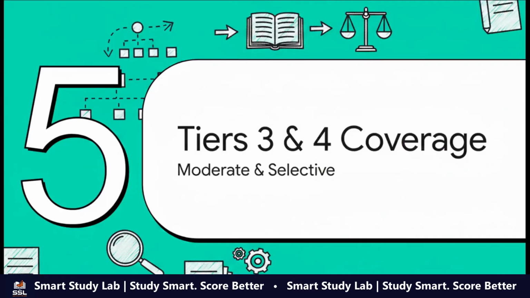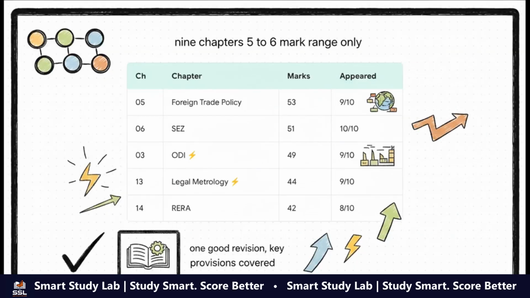Okay, let's move on to Tiers 3 and 4. Think of these as the chapters you tackle after you've completely mastered Tiers 1 and 2. The name of the game here is efficient coverage, not deep mastery. So Tier 3 has 9 chapters. A lot of these, like foreign trade policy and SEZ, they show up pretty consistently, but only for about 5 or 6 marks. The strategy here is super simple. One good, solid revision covering the key stuff, and then you move on.